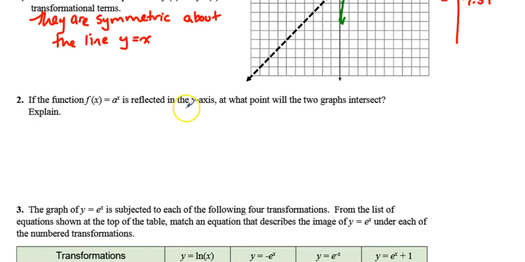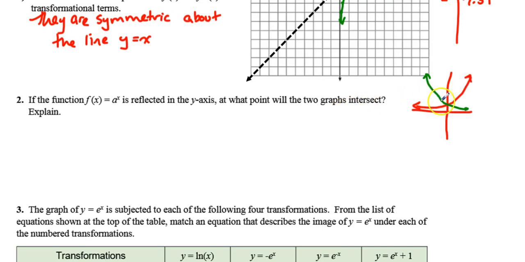What point are these graphs going to intersect? If we have a function a to the x and reflect it in the y-axis. Well, let's think about that. If I have a little graph, I have a function that's growth, it would look like that, right? And if I reflect it in the y-axis, it would look something like this. And I guess this could have been the original graph, right? It could have been decay. a could have been between 0 and 1. If I reflect the green one in the y-axis, it becomes the red. So I guess either way, I've got these two graphs, right? It's going to be one or the other.